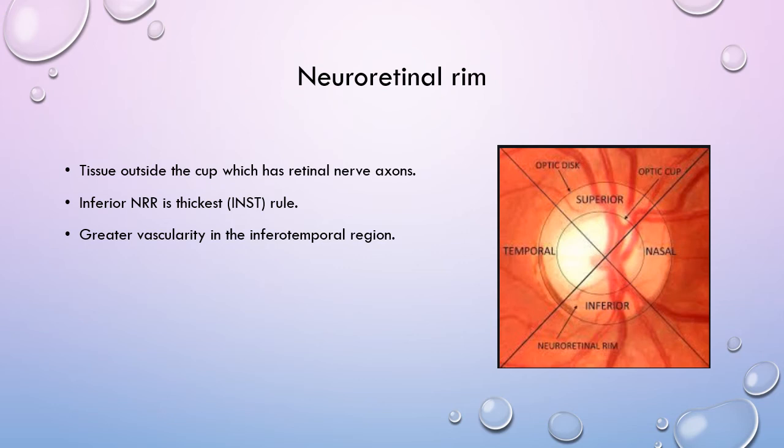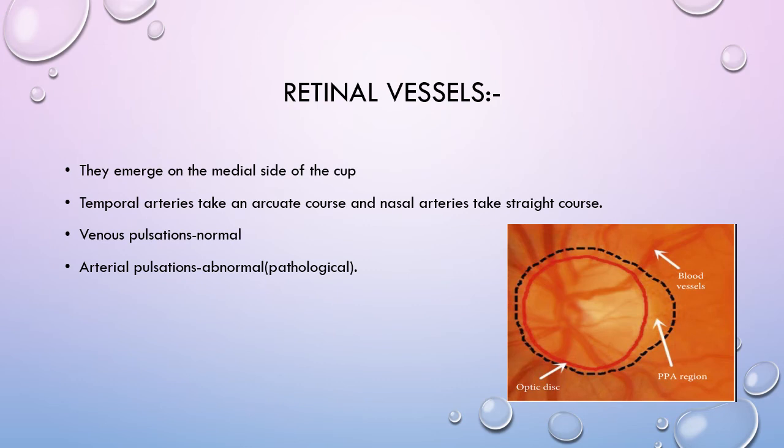Greater vascularity in the inferotemporal region. Then you have to focus on the retinal vessels. They emerge on the medial side of the cup. Temporal arteries take an arcuate course, and nasal arteries take a straight course. You can see that. So the blood vessels are nicely shown here, arteries and veins.